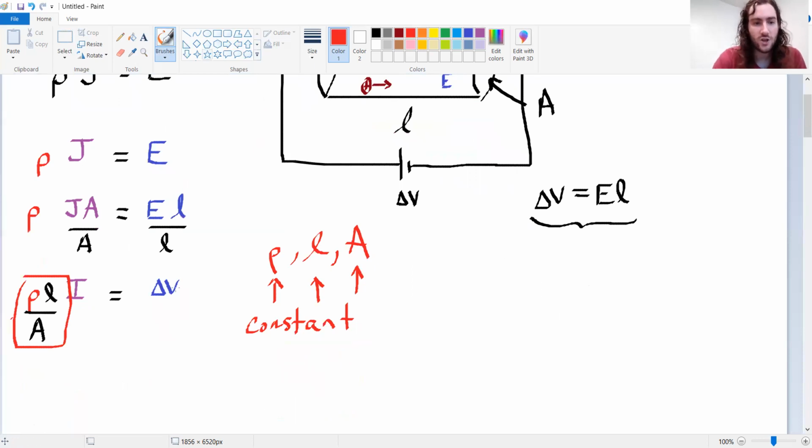That tells us we should rename this factor. Since this factor has something to do with the resistivity, we call it the resistance, just another kind of synonym for the same thing. And this equation now is the finalized version of Ohm's law.